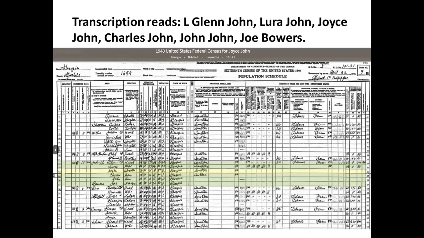Typically, they would write the last name first and then the first names. So they would only write the head of the household and write their last name, a comma, and then their first names, and then continue down, writing the first names. So the transcription in this case reads, and the green part is where I've got the transcription. The yellow one that's highlighted is my grandmother. And so the transcription reads, L. Glenn John, Laura John, Joyce John, Charles John, John John, and then Joe Bowers.